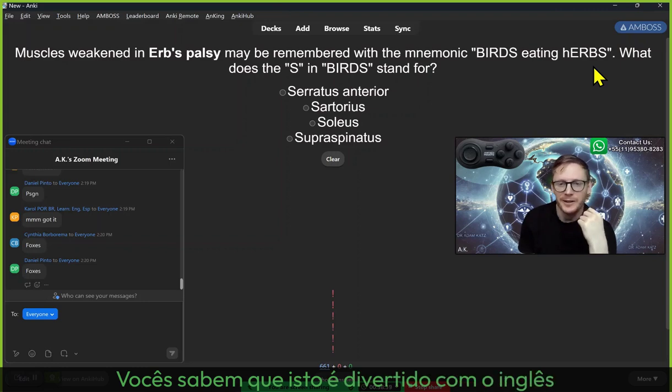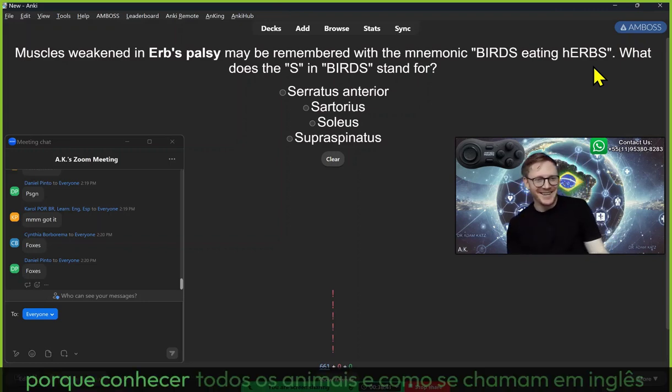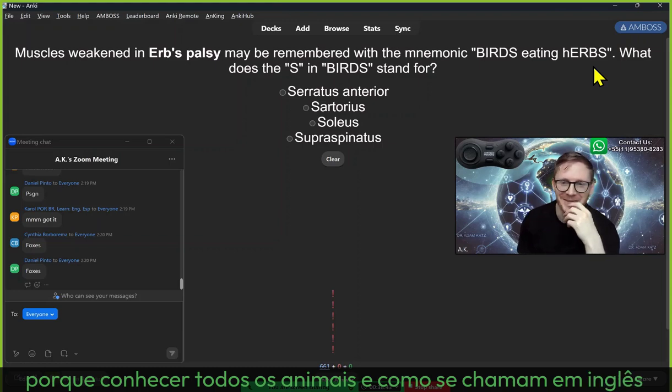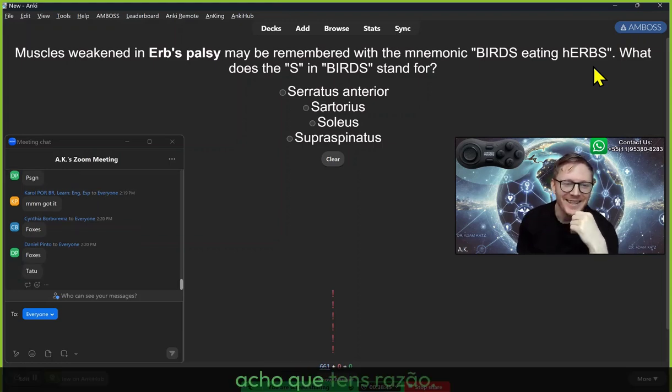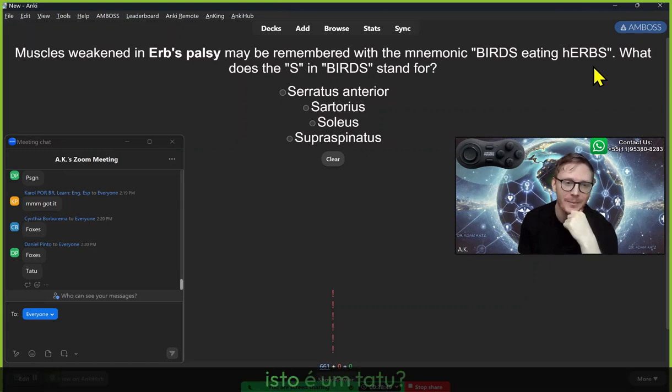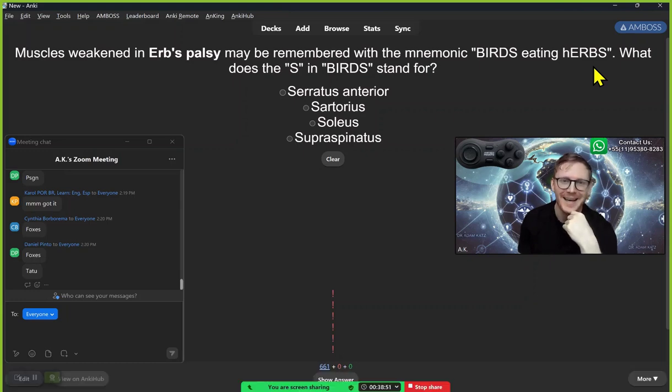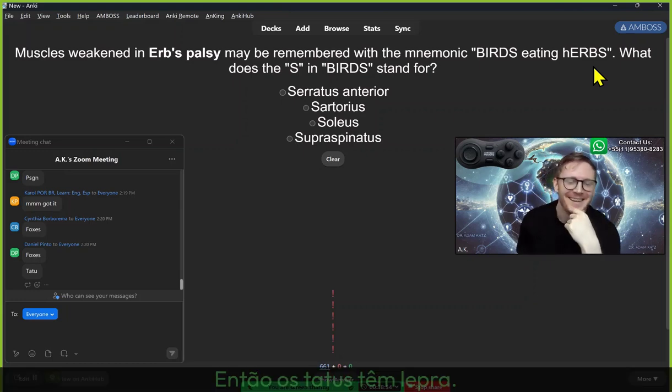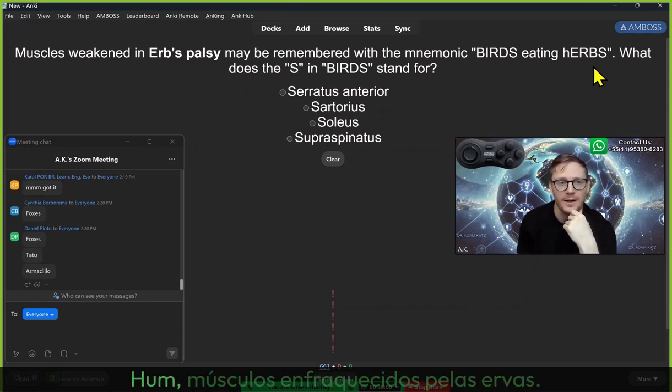This is like fun with English, because knowing all the animals and what they're called in English must be a treat. Tattoo. I think you're right, but I don't know what a tattoo is in English. Is that an armadillo? Yes, that's okay. So Daniel knows. Okay, so armadillos have leprosy. And they actually are kind of violent. I lived in Louisiana. They don't like humans.